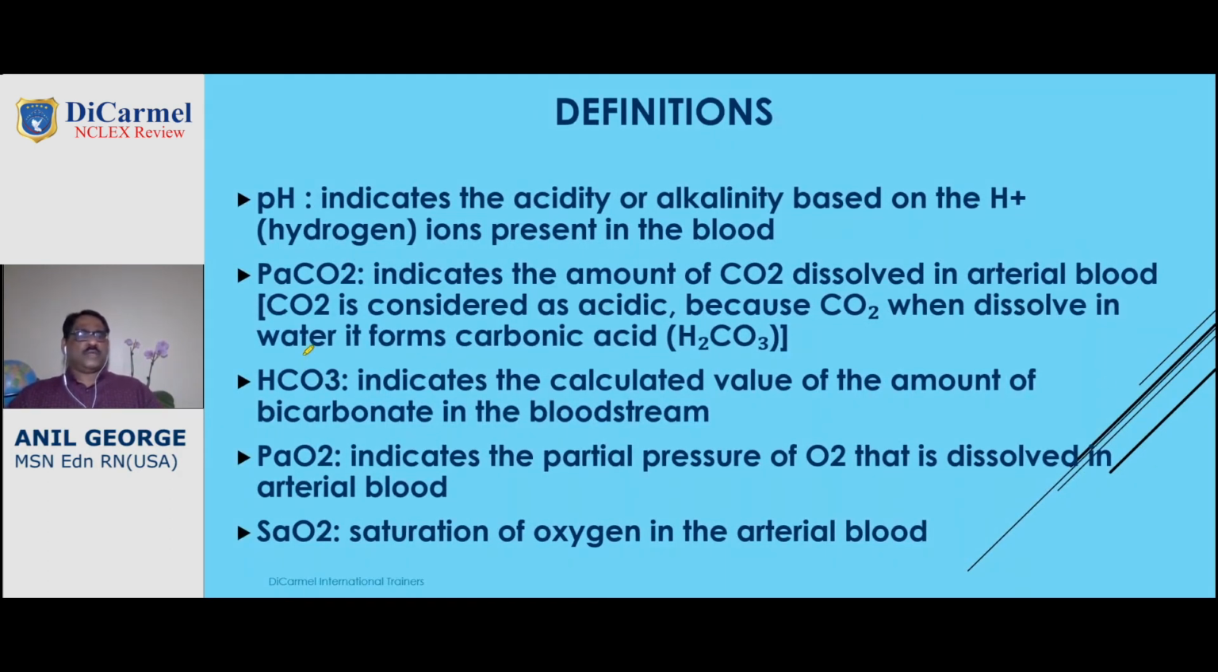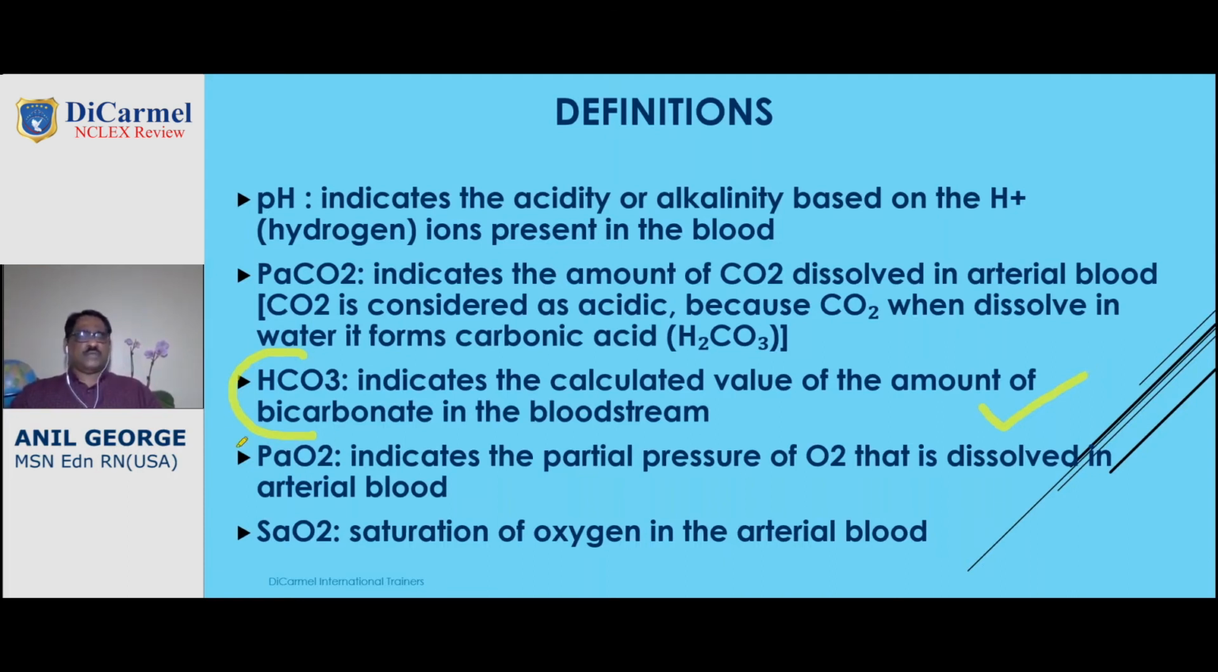Our next item, bicarbonate, indicates the calculated value of the amount of bicarbonate in the bloodstream. As we know, bicarbonate is an alkaline substance. When it is more, the body goes into more alkalosis. When it is less, it goes into an acidotic state. So we need a certain level of bicarbonate to maintain the balance. If it is less, the body can go into acidosis.